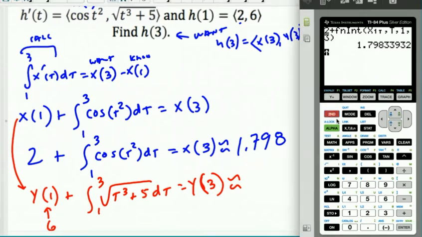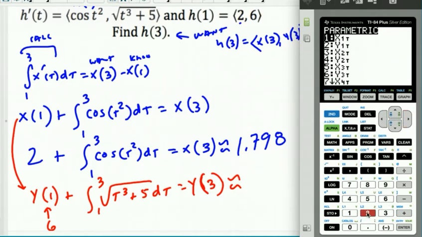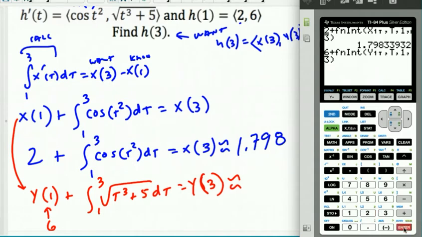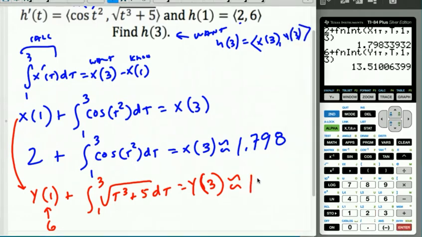So y of 1 is a 6, right? So that this is a 6. So I can go ahead and hit second enter, and I can replace this with a 6, right? And I can replace the x1t. So I go to vars over to y vars. I want parametric, and I want y1t. And I hit enter, and I get that this is about a 13.510, right?